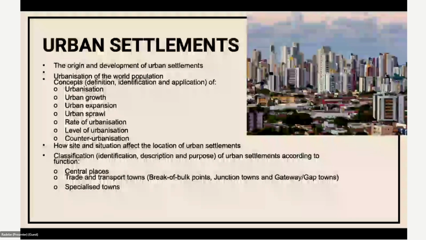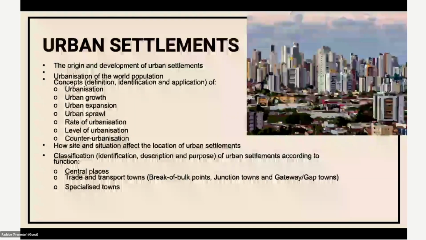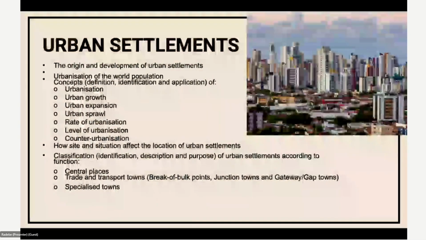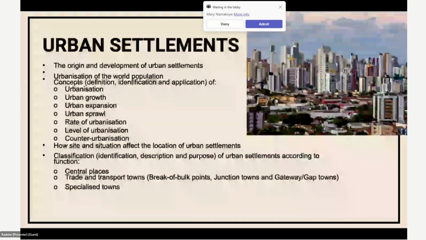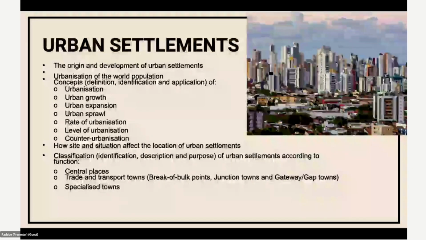Let's make an example with the first one, urbanization. The issue of urbanization is whereby there's an increase in the number of people in urban areas, in percentage or in number. What causes that? It's rural-urban migration, because people are migrating from rural to urban. Immediately when they migrate from rural to urban, the number of people in an urban area increases. Obviously, it will bring some challenges in an urban area. So just make sure that you explain them thoroughly to your learners. How site and situation affect the location of urban settlement.